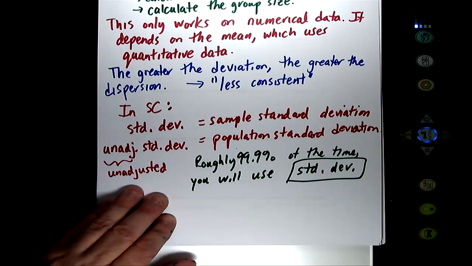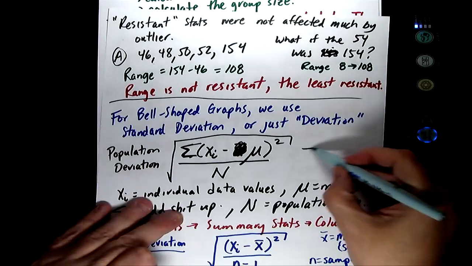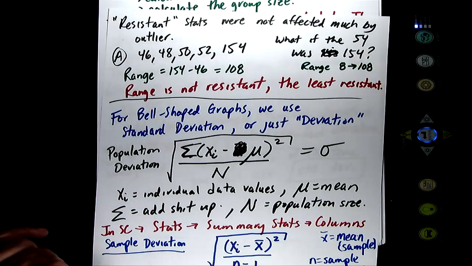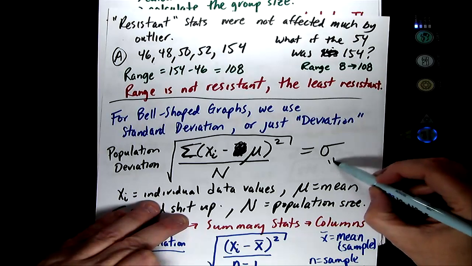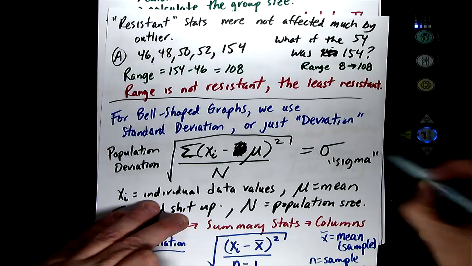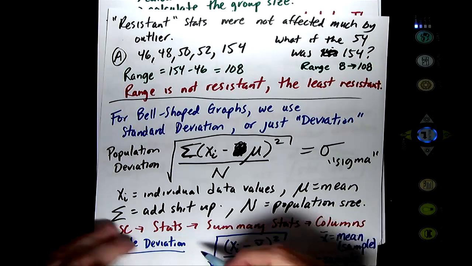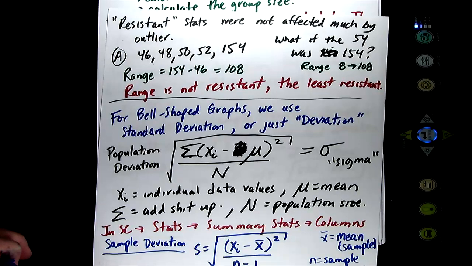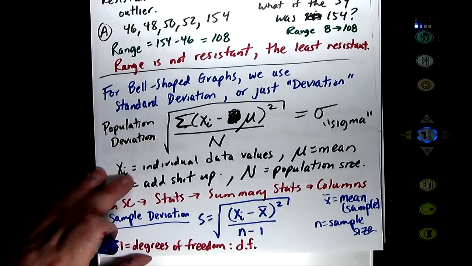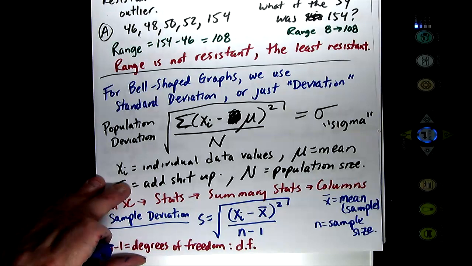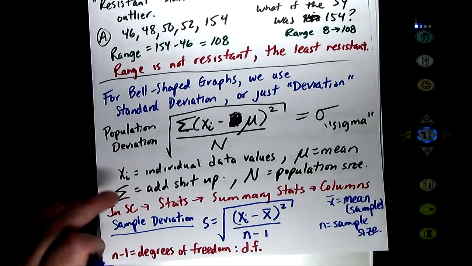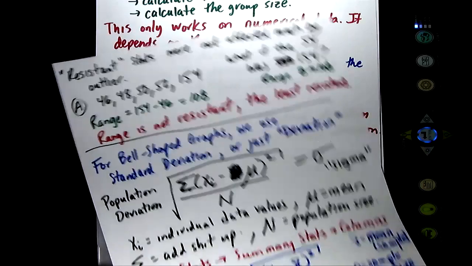I didn't give the symbols for these. Oh my God, failed. Population deviation goes by lowercase sigma. It looks like an O with a really long tail on it. This is called sigma. Sample deviation, they call it S. S for standard. You'll find that for most things for populations, we use Greek letters. And if it's an English letter, it's for a sample.